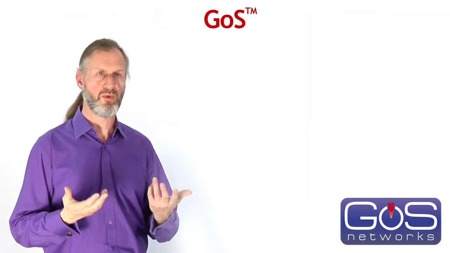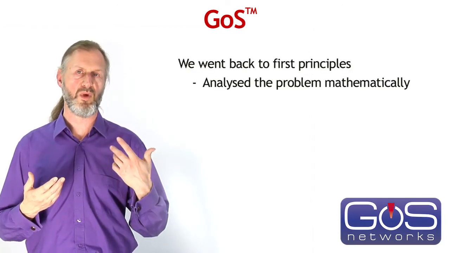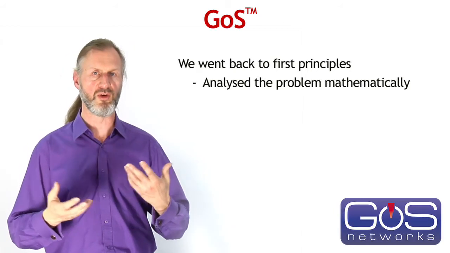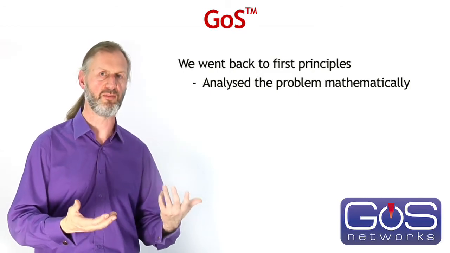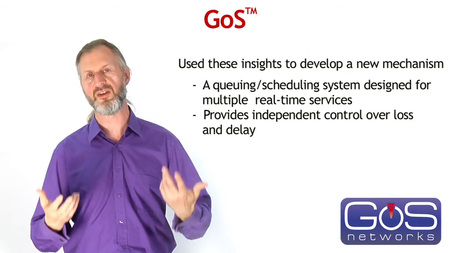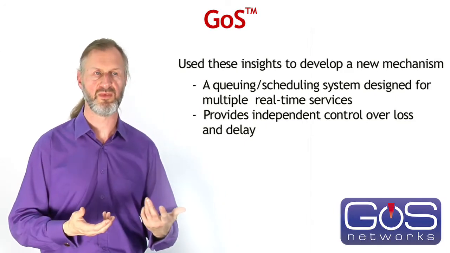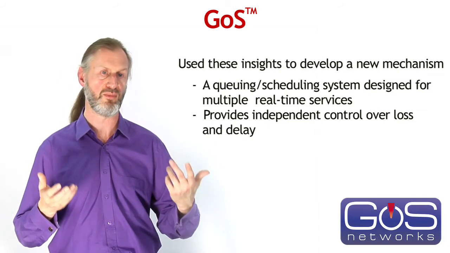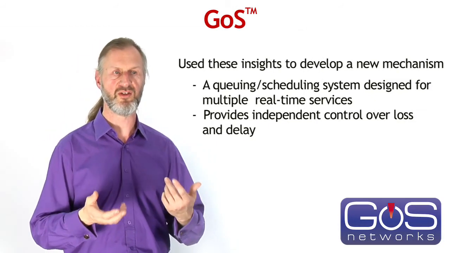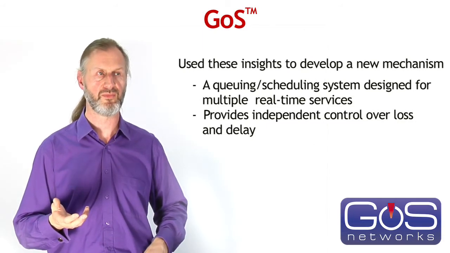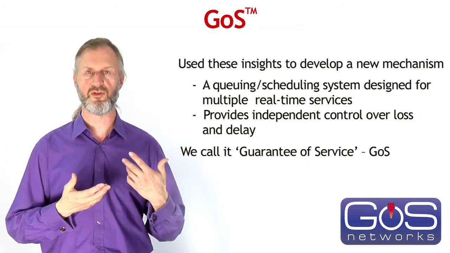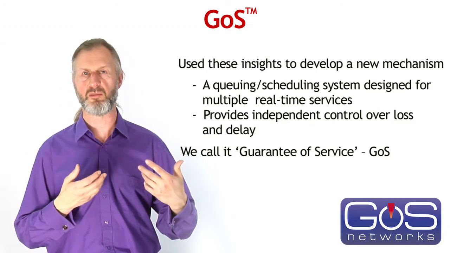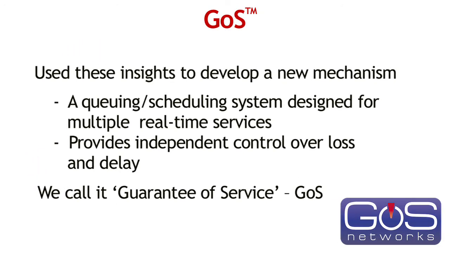So our alternative to this we call GoS. We went back to first principles rather than trying to tweak or adjust or adapt or enhance existing mechanisms. We actually analysed the whole problem of queuing and scheduling packets mathematically. And we used the insights that came from that to develop a new mechanism, a queuing and scheduling mechanism that was designed to actually support multiple real-time services, one that provides independent control over loss and delay. And we call it guarantee of service, abbreviated GoS, because rather than just trying hard or somehow improving quality of service, it actually guarantees the behavior of streams of packets that are going through the mechanism.